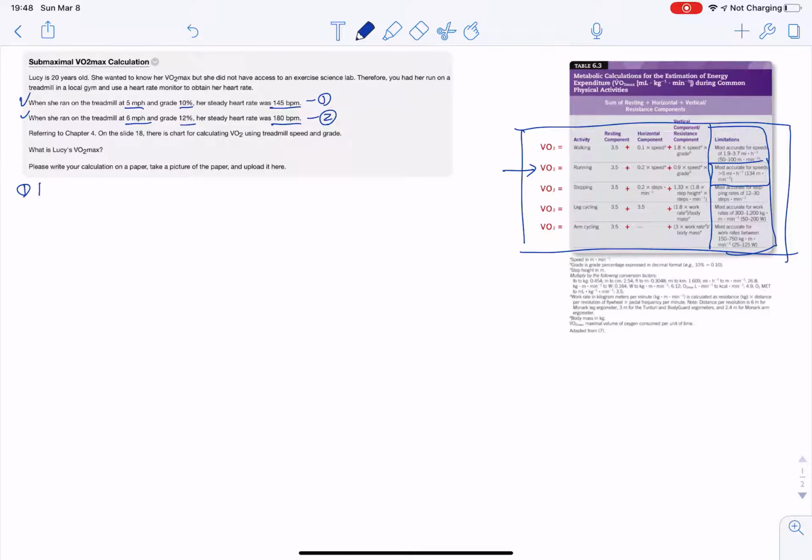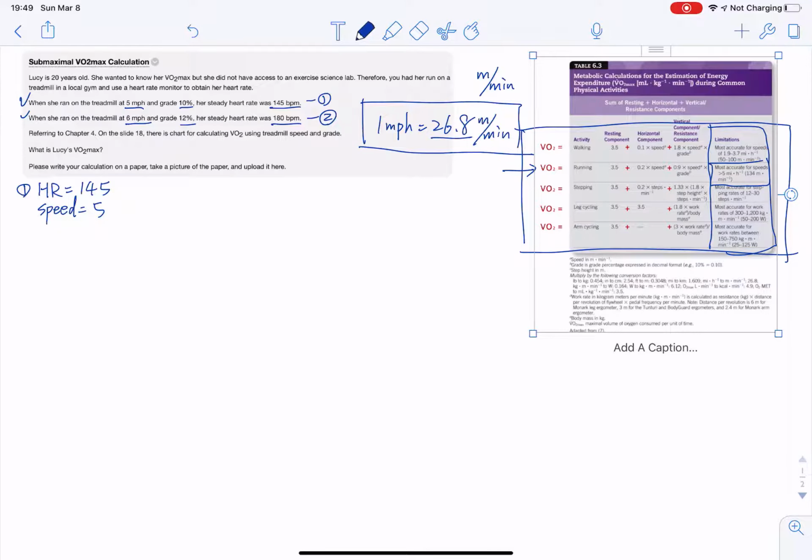So let's start. For the first stage, her heart rate is 145, and speed is 5 miles per hour. But you need to be careful because when we're using this formula, the unit for speed should be meters per minute. So we need to change the unit. 1 mile per hour equals 26.8 meters per minute. This is something that you will need to memorize. So we use 5 times 26.8, and we get 134. This is meters per minute.